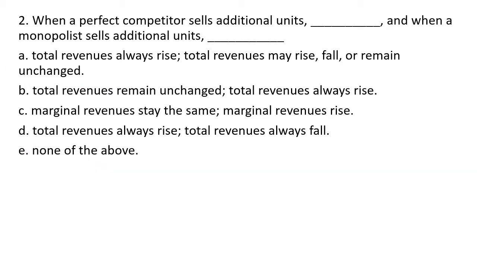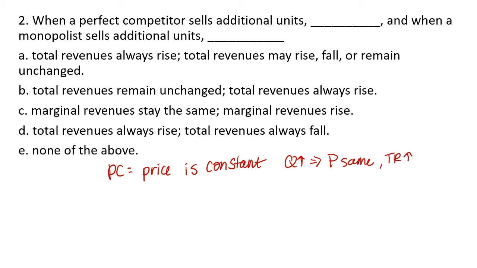In this question, we're going to compare what happens when a perfectly competitive firm tries to sell an additional unit versus when a monopolist does. For perfect competition, their price is constant, right? They have to take the marginal revenue price from the equilibrium in the market. They can't change it. It's constant no matter what. So if they increase their quantity, their price stays the same, which means their total revenue, which is price times quantity, goes up because quantity is rising.